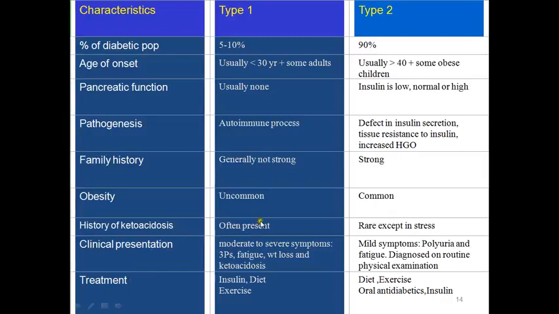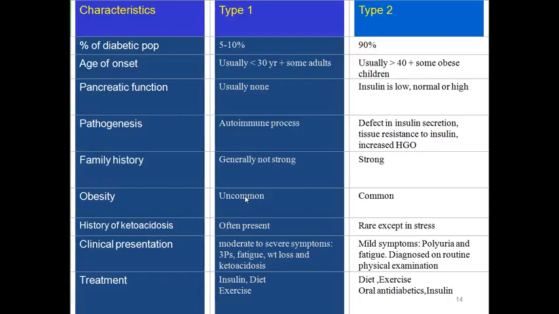History of ketoacidosis is often present. Type 1 diabetics mostly present with ketoacidosis. A young boy or a young girl, for the first time at the age of 13 or 14, will be coming to the ER with abdominal pain, and there will be ketoacidosis on investigations, and then the sugars will be checked. They will be very high. The very first presentation of these patients is ketoacidosis.